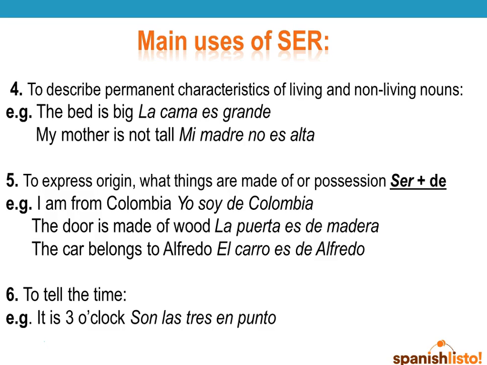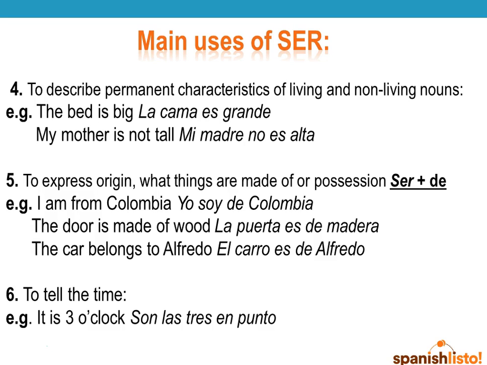Of course, through a process with a carpenter, you can make the bed smaller, but that will be kind of making a new bed and you will be changing the identity of the bed. And that bed will be identified in the house as the big one. Esa es la cama grande. That is the big bed. My mother is not tall. There's really nothing you can do about it. And it's mi madre no es alta.